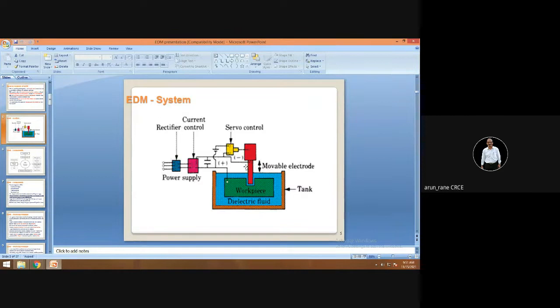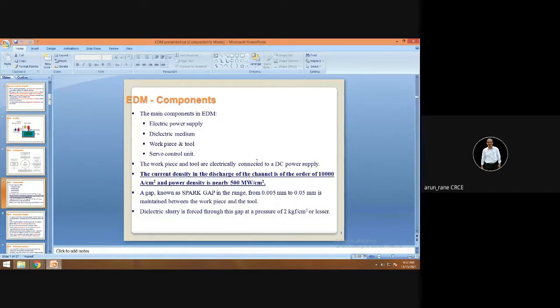This polarity also can be changed. It all depends on where you want more erosion. So the current density is of the order of 10,000 ampere per centimeter square. Usually, the piece you use in the snake and ladder game, the size of that is 1 centimeter by 1 centimeter, and height is 1 centimeter.